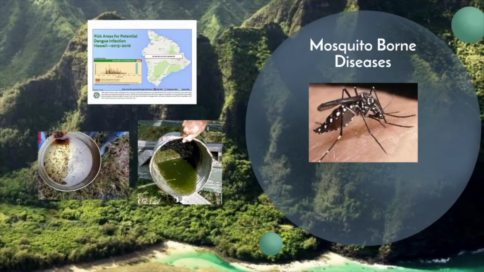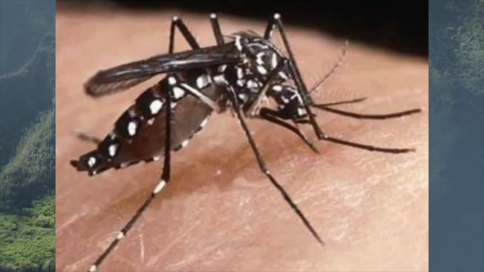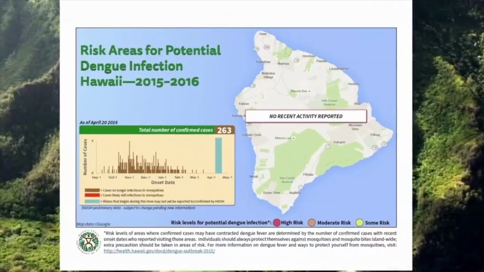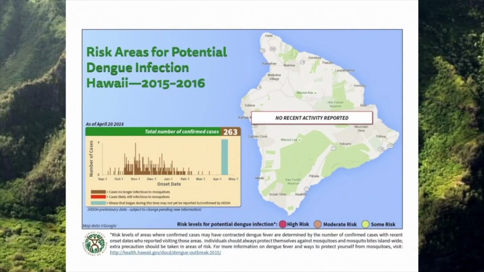Earlier we talked about the threats to native forest birds by mosquitoes. Mosquitoes also pose a threat to humans by transmitting diseases. 2 species of mosquitoes found here in Hawaii can transmit diseases like dengue and Zika virus. These diseases can cause serious illness. In 2016, a dengue fever outbreak of about 250 confirmed cases was recorded in Hawaii, primarily on the Big Island. The virus was transmitted locally after mosquitoes bit infected travelers.